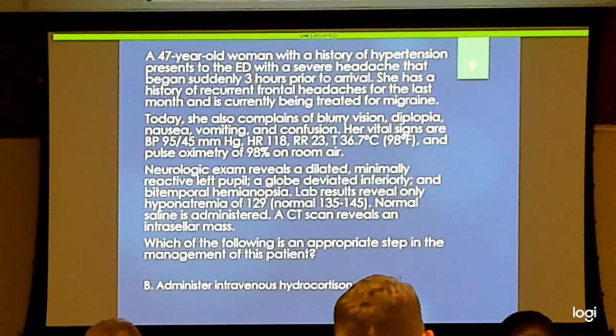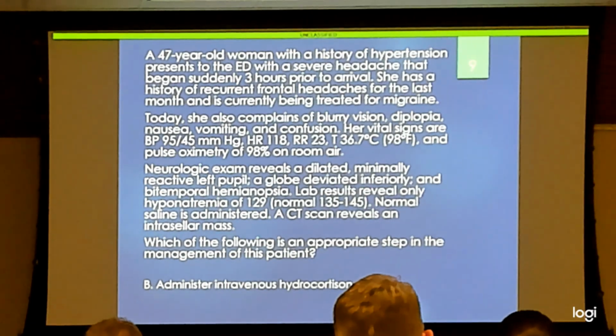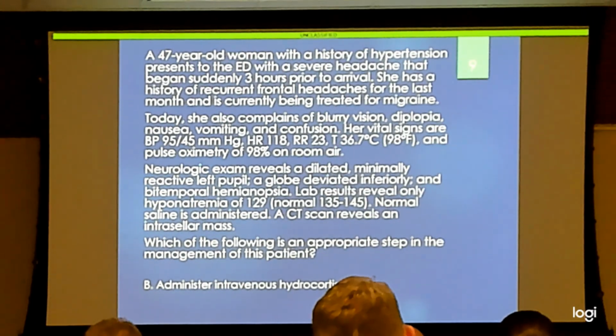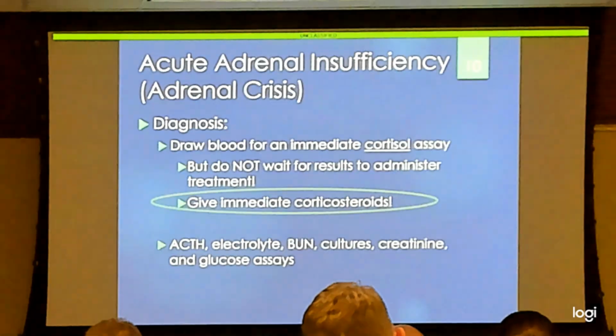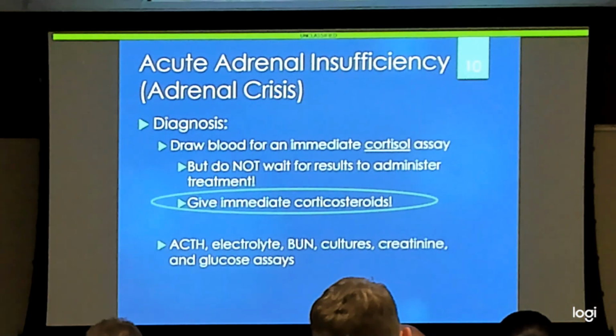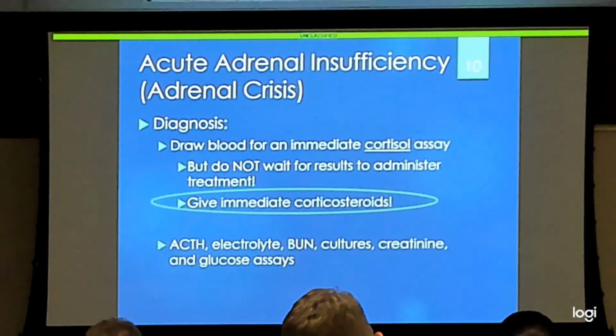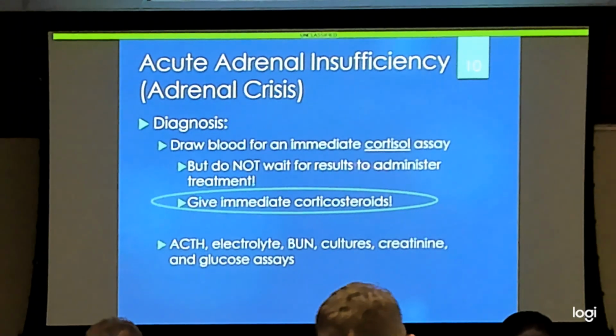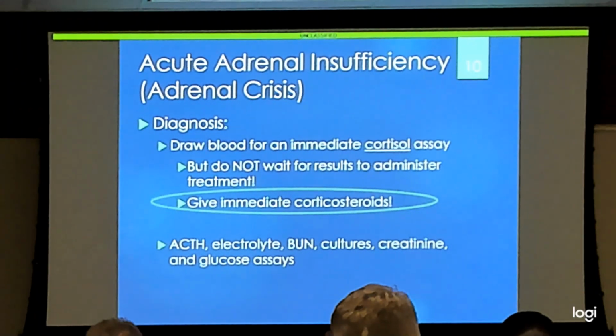That's what led to her needing steroids, and she presented a lot like that: blurred vision, diplopia, nausea, vomiting, confusion. She's hypertensive, tachycardic, not feeling great. I didn't add the pituitary apoplexy slide to this, but this is the process for why you need to give him steroids. Give immediate corticosteroids. Don't wait. Does that make sense?